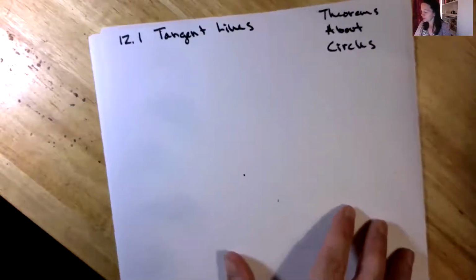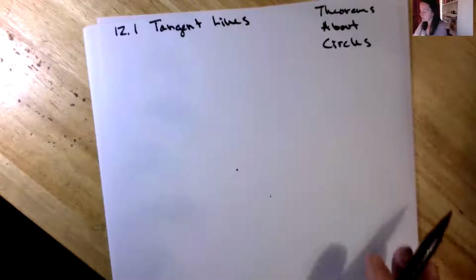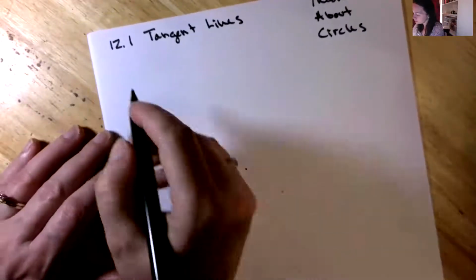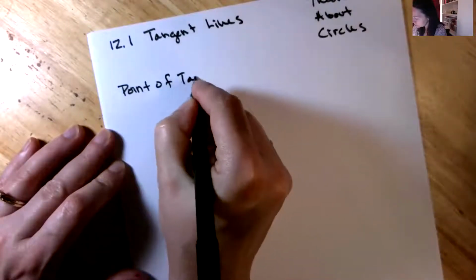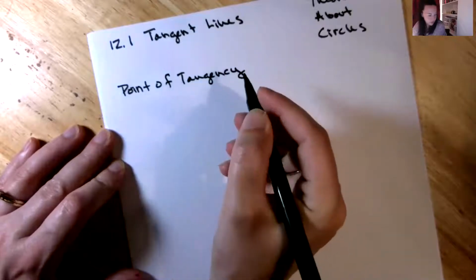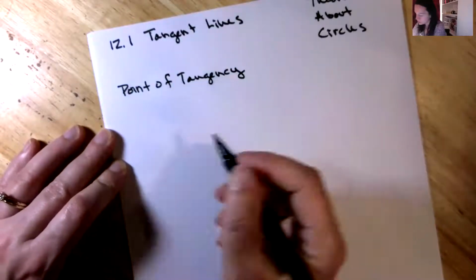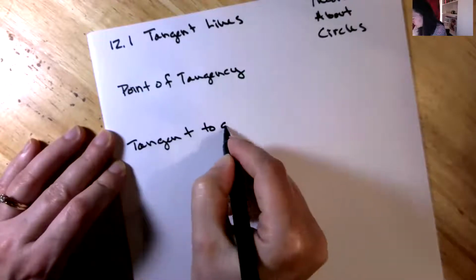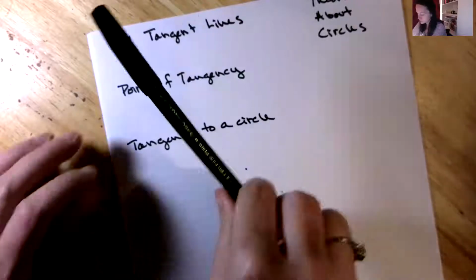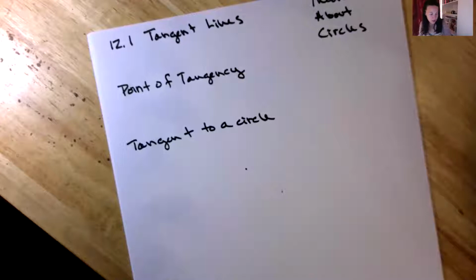Okay, 12.1 tangent lines, theorems about circles. Some vocabulary that you need to know are going to be point of tangency, and also what it means for something to be tangent to a circle. The point of tangency is the point where a circle and a tangent intersect. Pretty straightforward. What does it mean to be tangent to a circle? A line in the plane of the circle that intersects the circle in exactly one point is a tangent.